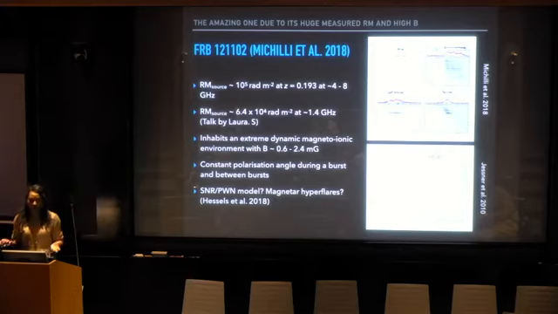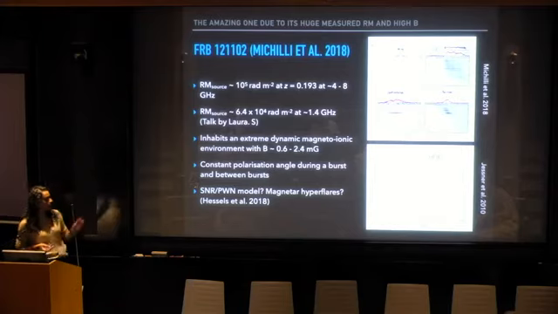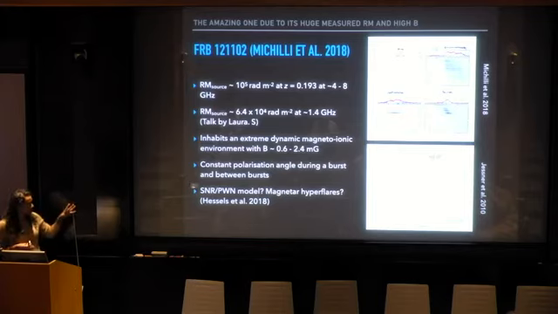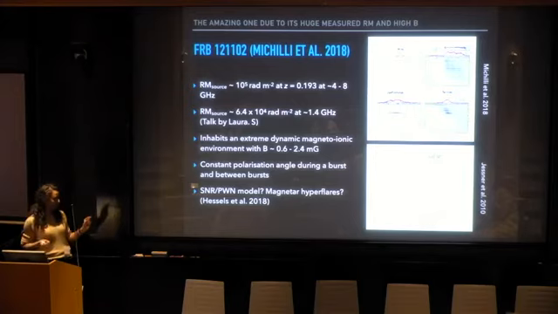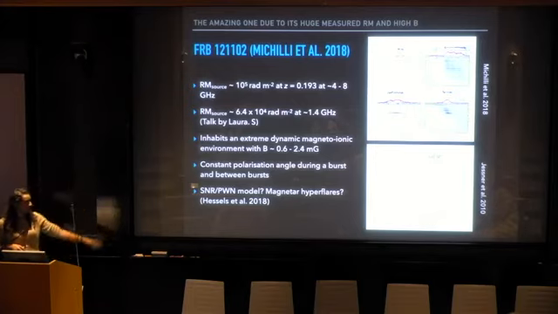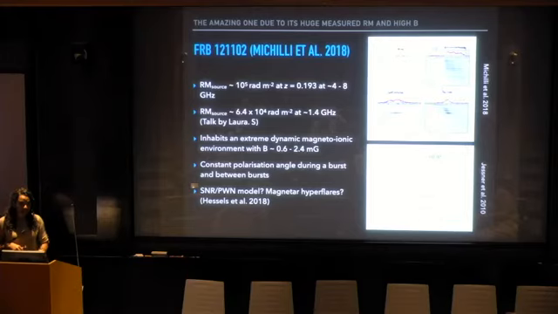It is 100% linearly polarized with a negligible circular fraction in the 4 to 8 gigahertz range. It has an extremely large and variable Faraday rotation measure, so 10 to the 5 in the 4 to 8 gigahertz range. Until recently, this FRB was depolarized at 1.4 gigahertz due to insufficient spectral resolution. But now, from Laura's talk, we know that the RM has decreased to about 64,000 radians per square meter.